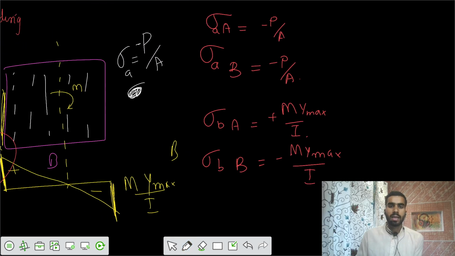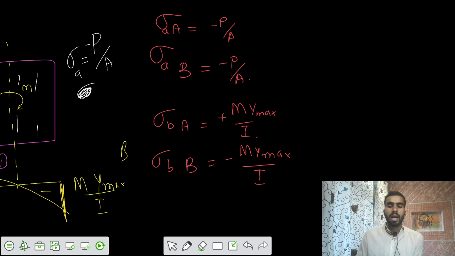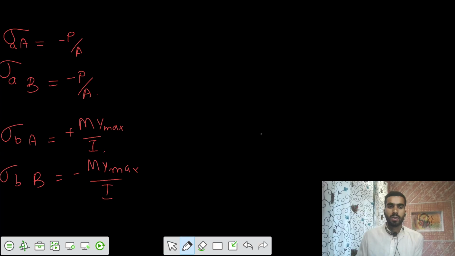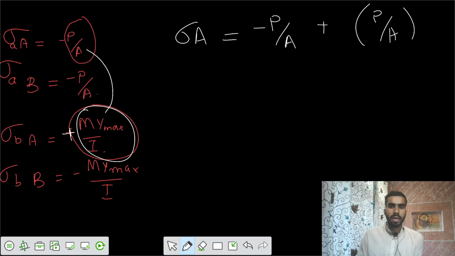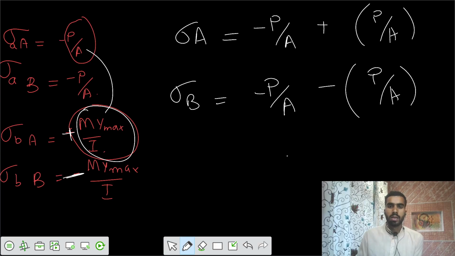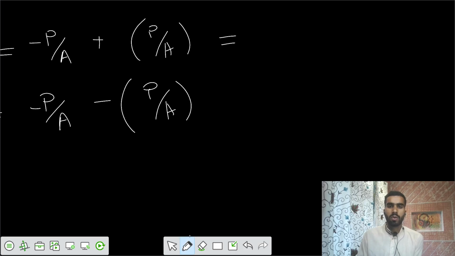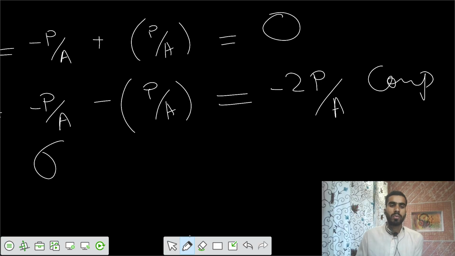But the problem says that P by A is also equal to M y by I. So if this is equal to this, sigma at A finally would be minus P by A plus P by A, because the bending term is positive and its value is also P by A. And sigma at B would be minus P by A and minus P by A. So finally, the stress developed at A equals 0, and the stress developed at B equals minus 2P by A. So compressive stresses. The maximum stress we have is at point B.